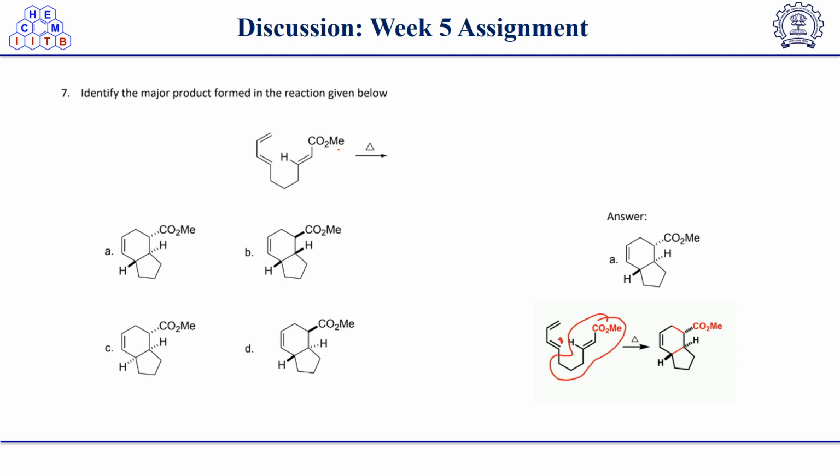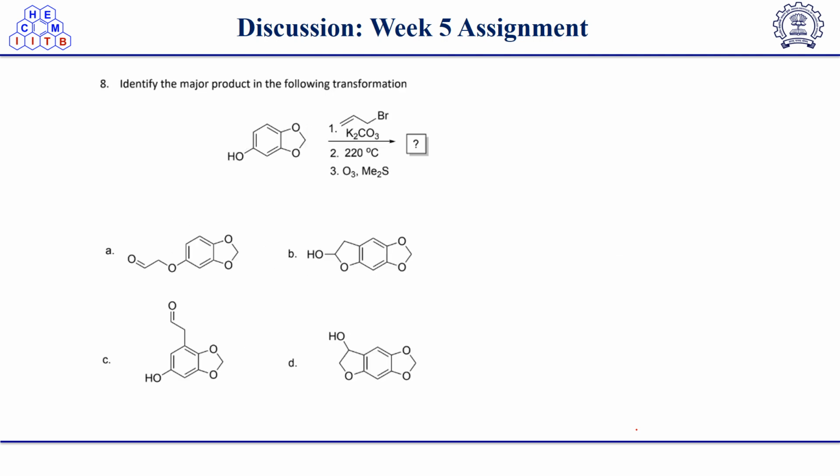So giving this endo product with this ester and this proton at the same side and this proton in the opposite side, we will be getting option A as the major product. This is a Diels-Alder reaction under thermal condition. That is 4 plus 2 cycloaddition reaction. Due to the secondary orbital interaction, we will be getting this endo product as the major product.